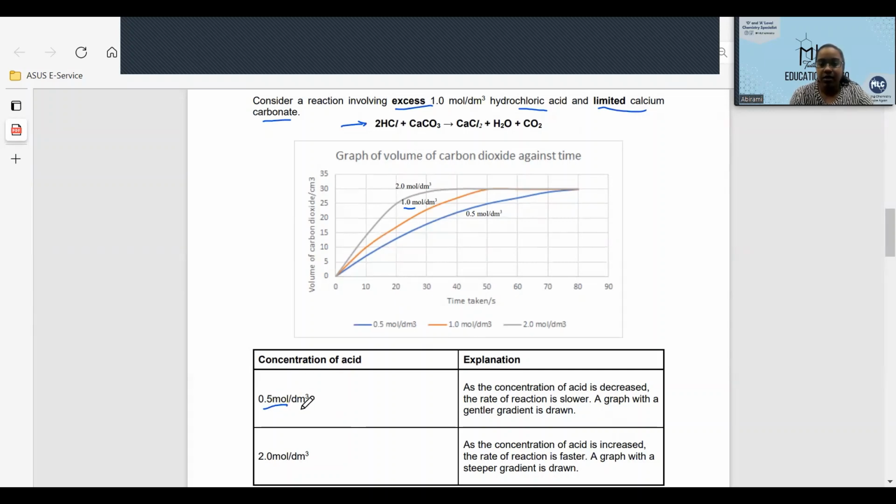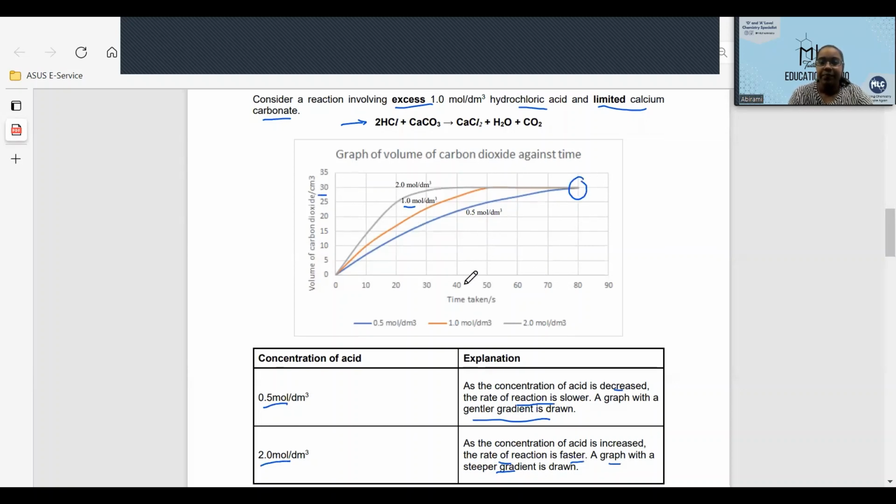What happens when I decrease the concentration? As the concentration of the acid is decreased, the rate of reaction is slower. As such, a graph with a gentler gradient is drawn, as shown in the blue graph with 0.5 mole per dm³ of hydrochloric acid. What happens when I increase the concentration of acid to 2.0 mole per dm³? As the concentration of the acid increases, the rate of reaction is faster. Therefore, a graph with a steeper gradient is drawn, as shown in the gray graph. If you look across all three experiments, the volume of carbon dioxide produced is the same at 30 cm³.